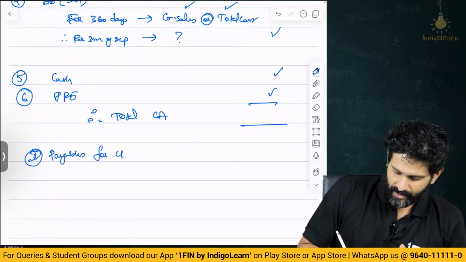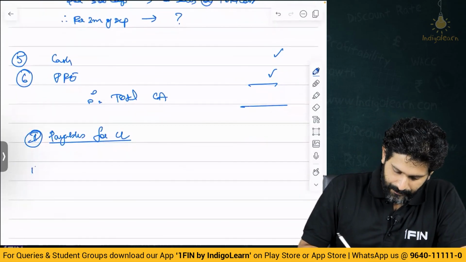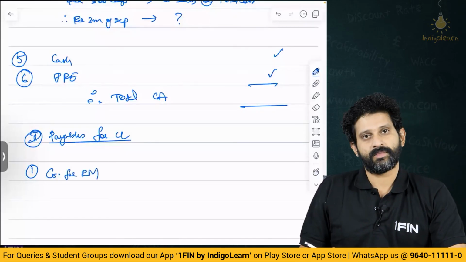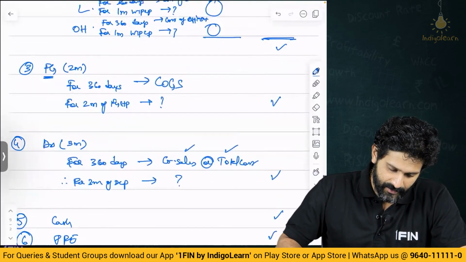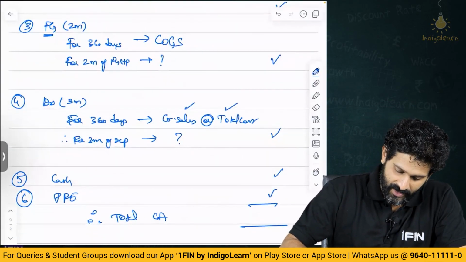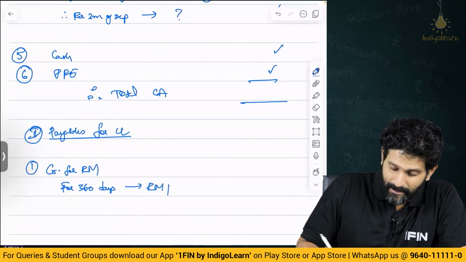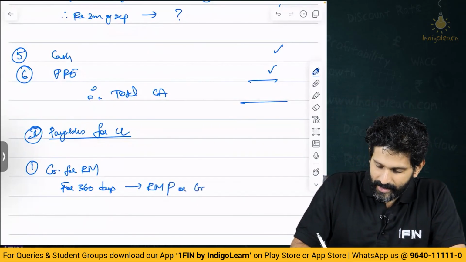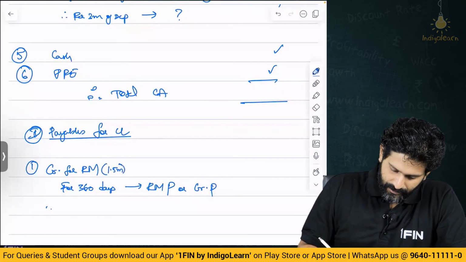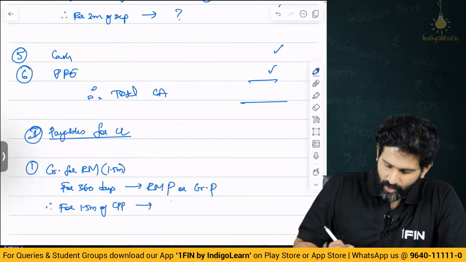Similarly, next step will be payables for current liabilities. Now, friends, if you remember, we said usually there are two types of payables for current liabilities. One, creditors for raw materials. Now, just like what we did here, for raw material, for 360 days raw material consumed. Here, what we will do? For 360 days, raw materials purchased or credit purchases. Then say this is again some 1.5 months. Then for 1.5 months of credit payment period, how much?